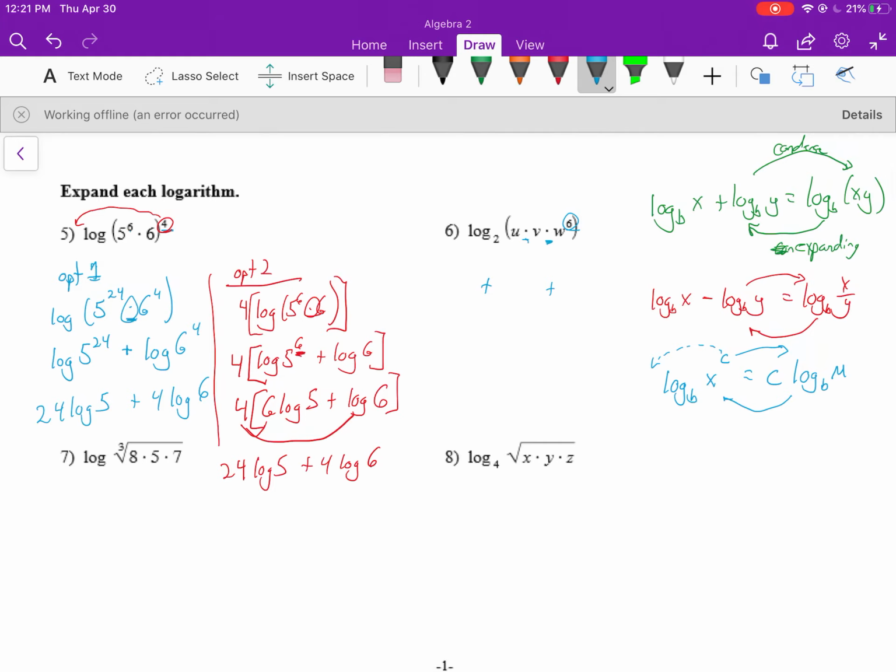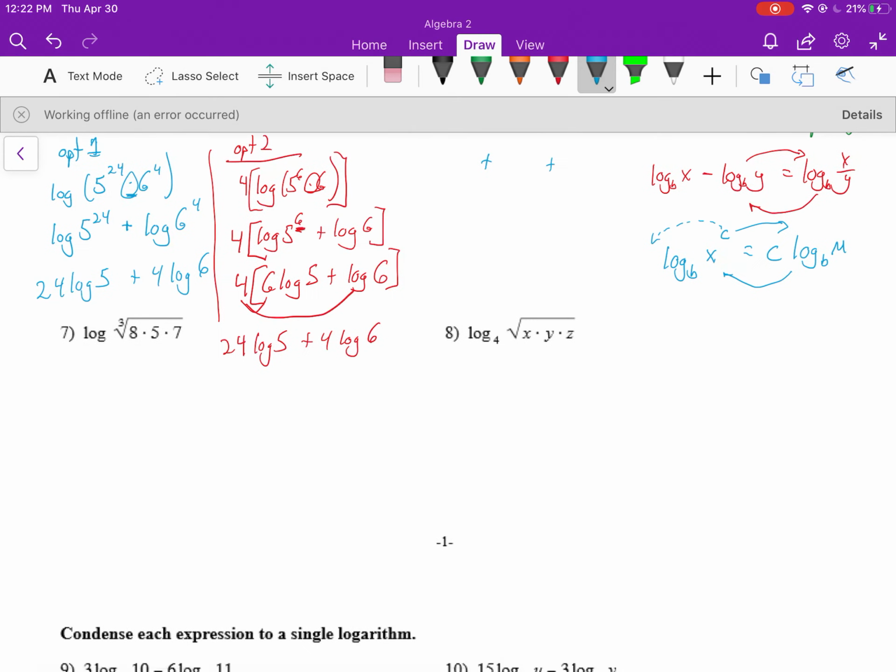I wanted to jump to 7 or 8, so let's just do 8 because it's a little less crowded with all my writing there. And what we have to remember with 8 is that a square root of something is really x times y times z, and square root means this is to the 1/2 power. And what I would do again, I would kind of do it like option 1 up here, where I would say, well, this is log base 4 of x to the 1/2, y to the 1/2, z to the 1/2.